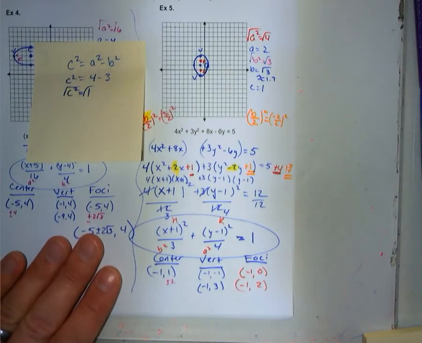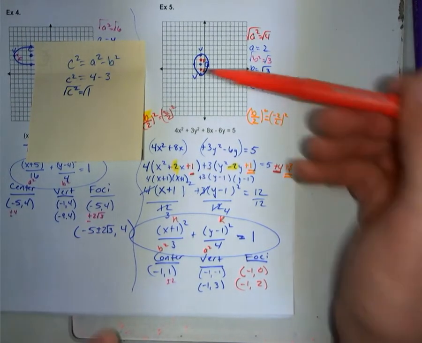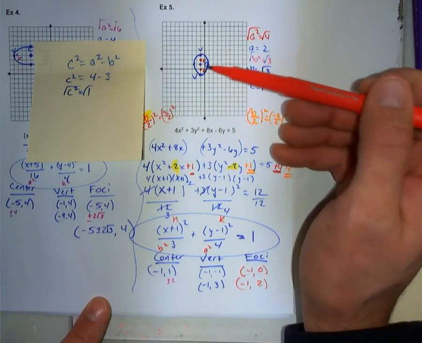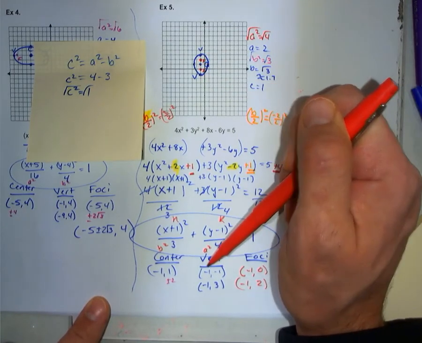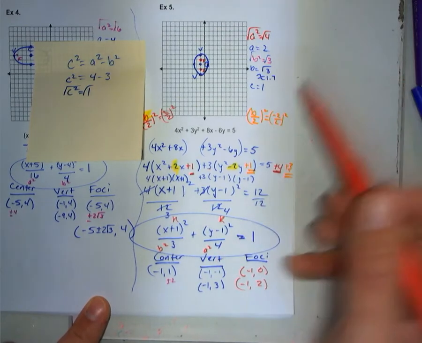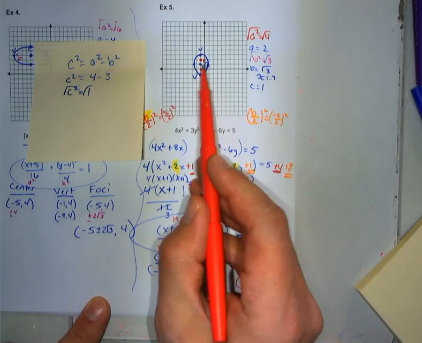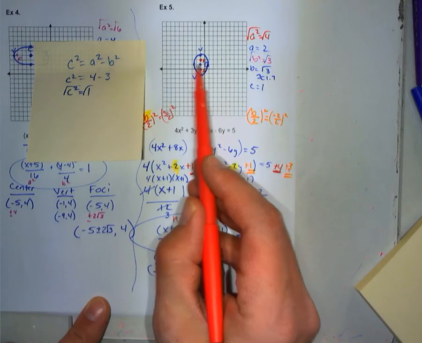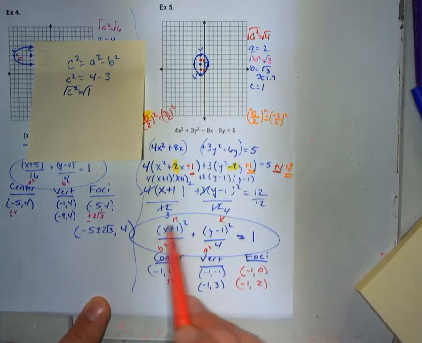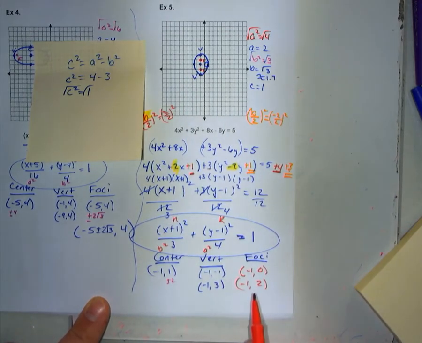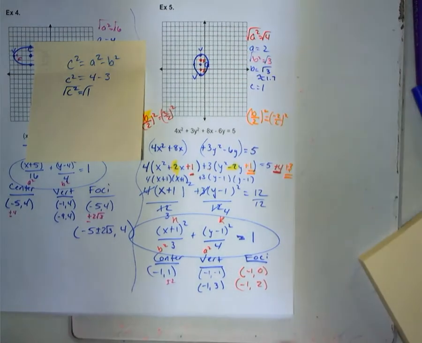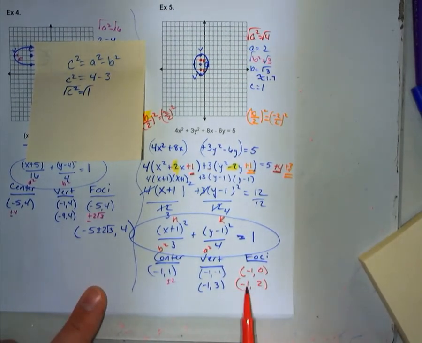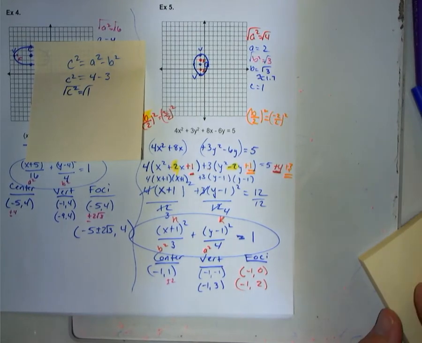Let me get it all here. So again, -1, 1 was my center. I went up and down 2. That gave me vertices of -1, -1, and -1, 3. I went left and right root 3, which is again about 1.7. Okay, that was underneath my x. That's why I went left and right. We found our c value to be 1, so I went up and down 1 there. And that put my foci at -1, 0, -1, 2. Okay. Any questions, y'all?